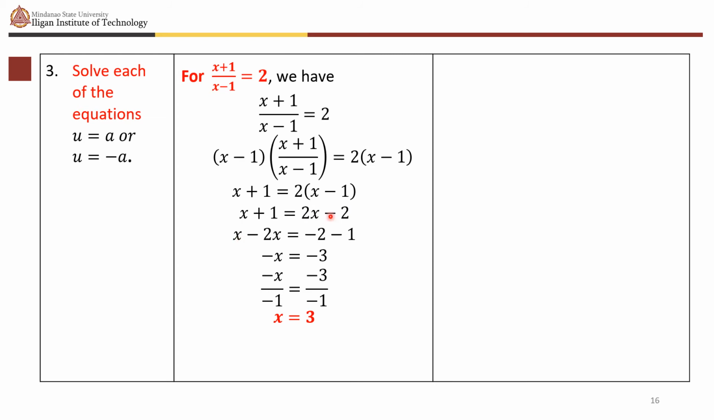And then combine similar terms. So we have x minus 2x, then you have 1 here, so we will have negative 2 minus 1. What is left here is negative x, that's equal to negative 2 minus 1, which is negative 3. And then divide both sides by negative 1 to come up with x equals 3. Now on the other hand, for x plus 1 over x minus 1 equals negative 2, we have the following.